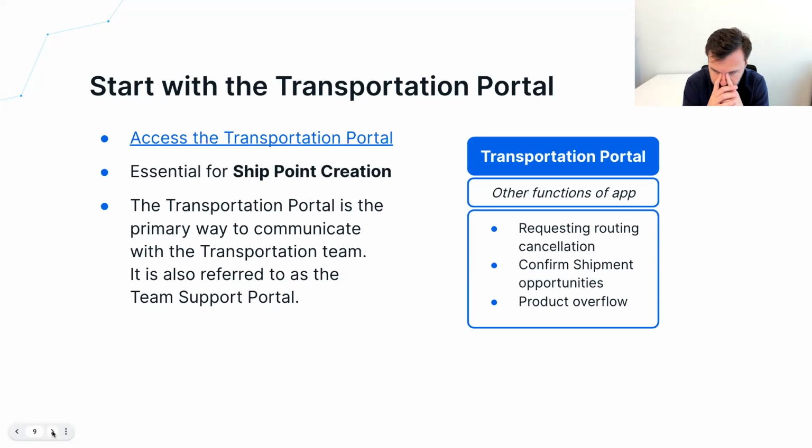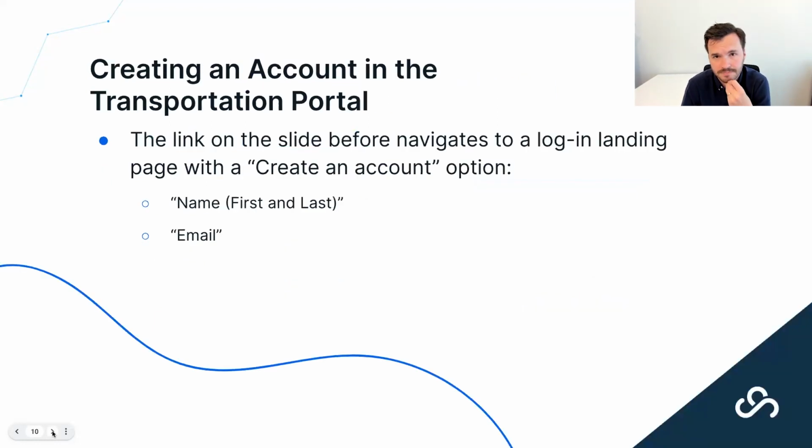So other really important things that you do here in the transportation portal is you can request routing cancellation, super important, something that boots on the ground and logistics teams and employees have to do regularly all the time. And then you can confirm shipment opportunities and deal with product overflow as well. So the transportation portal touches a lot of different areas, which is one of the reasons why we're talking about it.